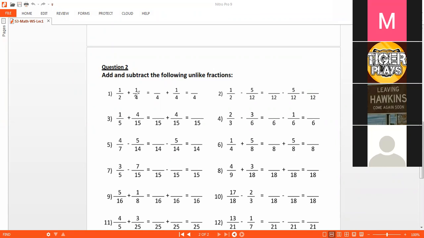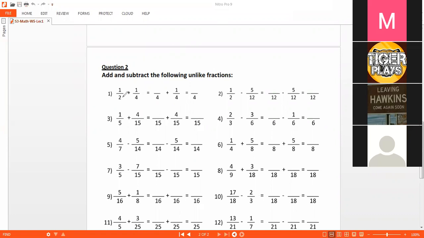1/2 plus 1/4 are not like fractions because they don't have the same denominator. So I need to change them to have the same denominator. The common denominator is going to be 4 because 4 is a multiple of 2, right? So I only multiply the first fraction by 2.